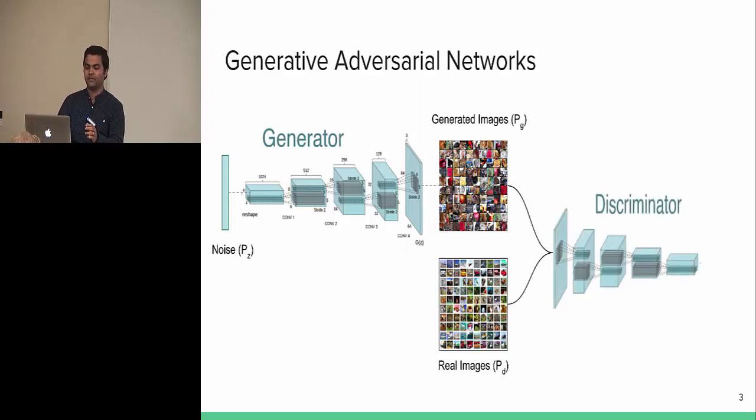Okay. And the generated images and the real images are passed to a discriminator, whose job is to distinguish between the real images and fake images. So the output is a binary output.